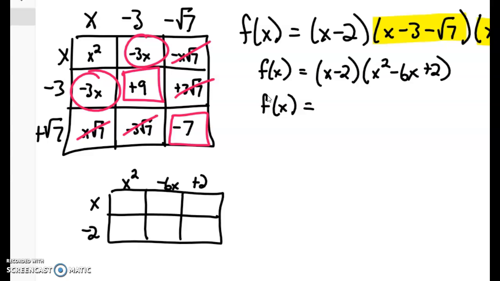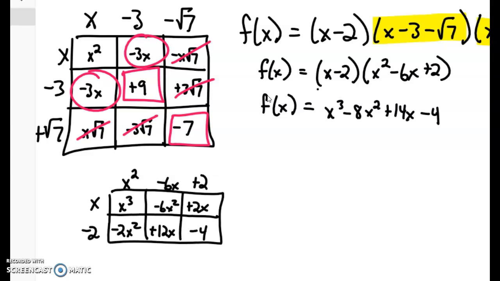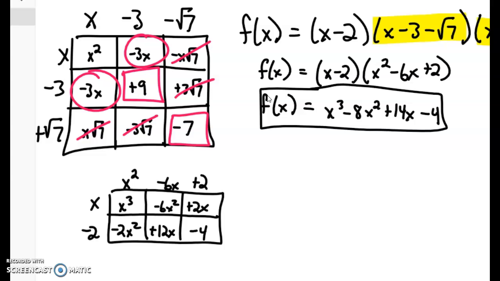All right, so I get x cubed minus 6x squared plus 2x minus 2x squared plus 12x minus 4. So that turns into x cubed minus 8x squared plus 14x minus 4. And that is our polynomial of the lowest degree possible. It has a leading coefficient of 1, and it has zeros of 2, 3 plus square root 7, and then automatically also 3 minus square root 7.